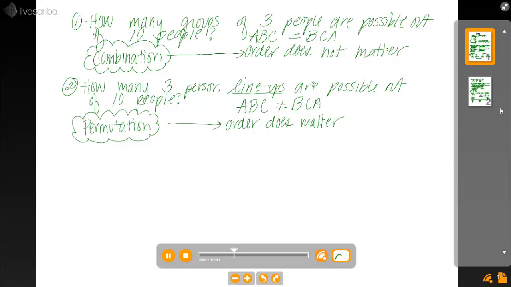And we actually have a formula for a combination of selecting R things out of N things, and for a permutation of selecting R things out of N things. So let's look at our combination formula.